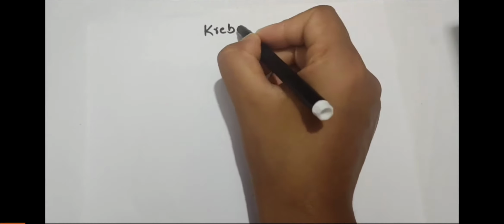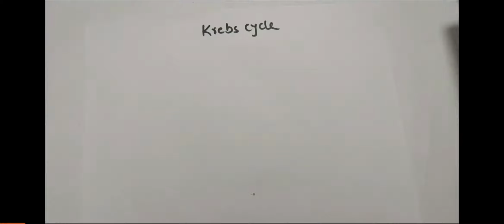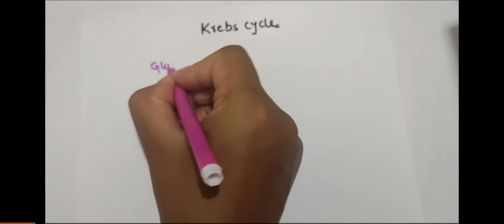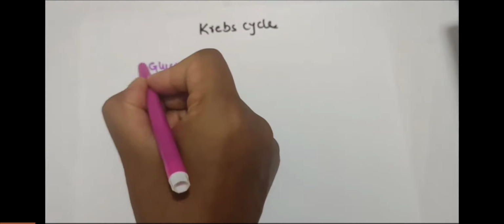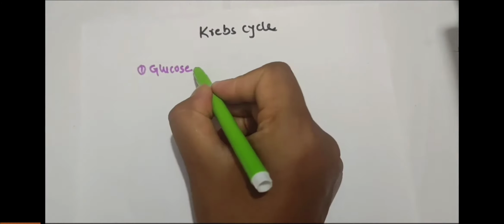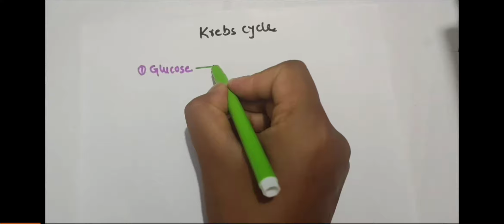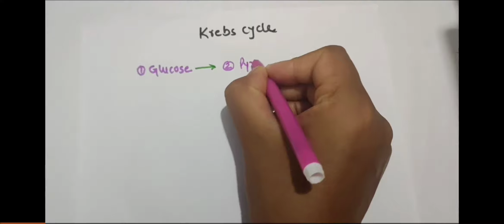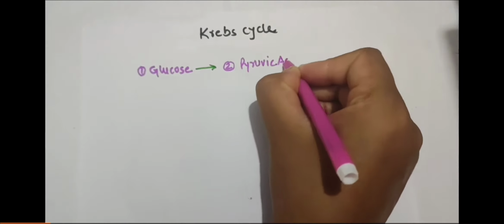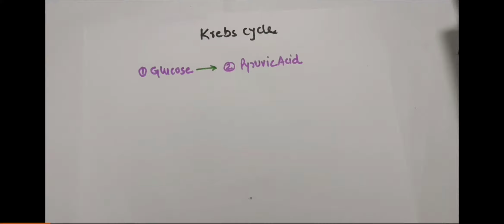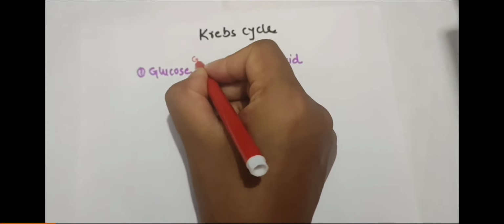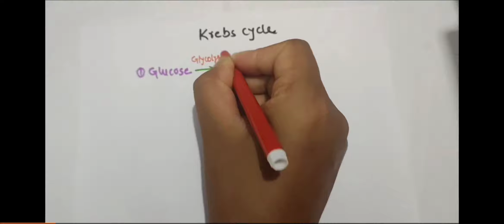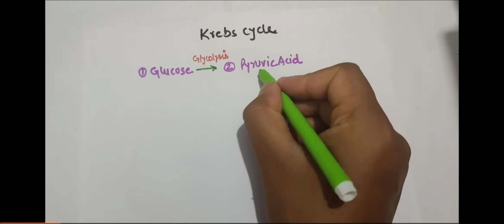The cycle does not start on its own. It requires a molecule which is acetyl CoA, and acetyl CoA is obtained from oxidation of pyruvic acid. Pyruvic acid is the end product of glycolysis. So here one glucose molecule breaks down and forms two molecules of pyruvic acid. And the pathway that converts glucose into pyruvic acid or pyruvate is called glycolysis.